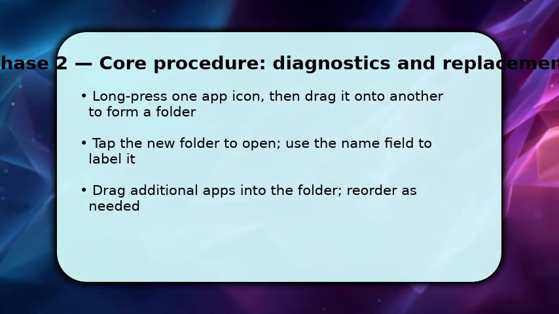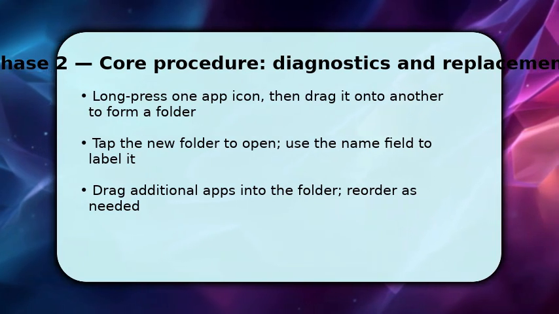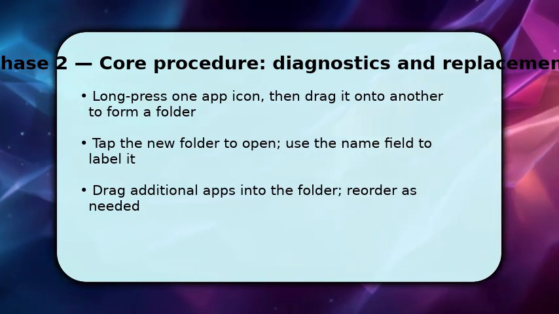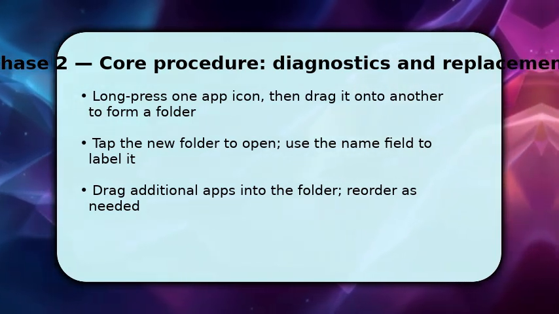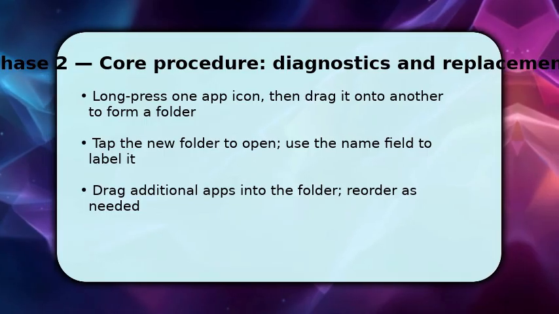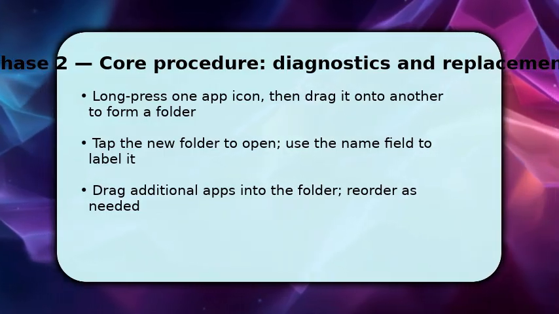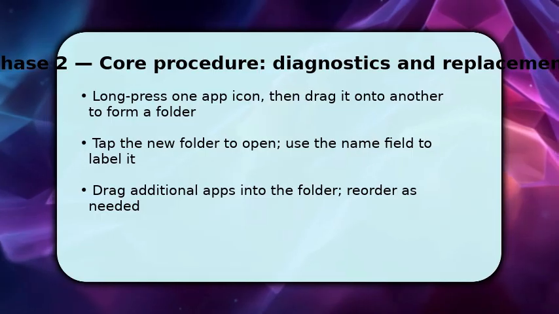You create the folder by long pressing one app and dragging it directly onto another app. When they overlap, release to form the folder. Once the folder appears, tap it to open and you'll see a name field at the top. Type a clear label so you find apps faster.